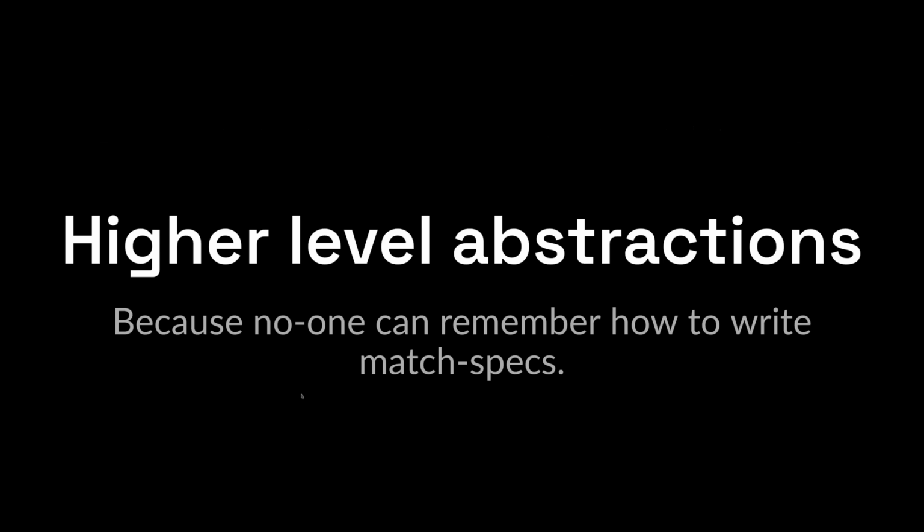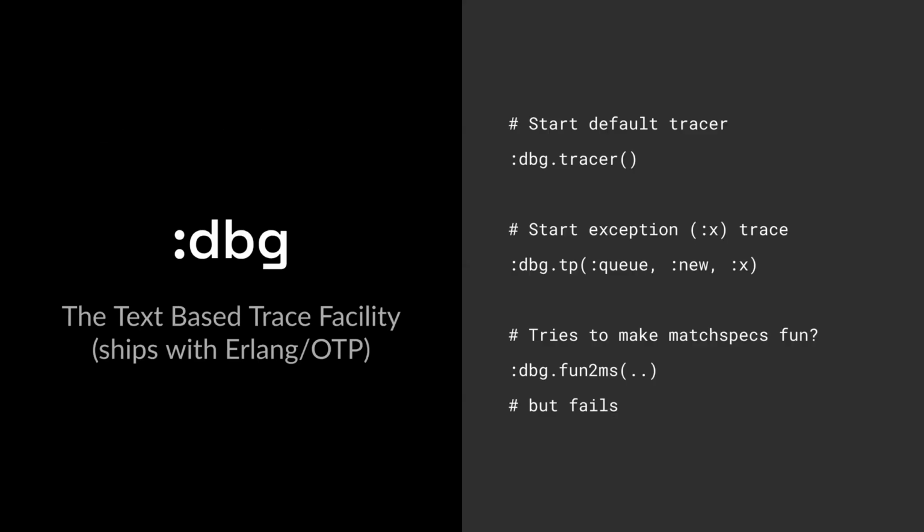So there are higher level abstractions for Erlang tracing, because no one can remember how to write match specs. Erlang ships with dbg, and it's called the text-based trace facility. And you can start the default tracer like this. So this is calling Erlang from Elixir. And you can say that you want to trace for exceptions, which will also give you returns, I believe, by including an x. So they do module, and then they do function atom, and then they do options, essentially.